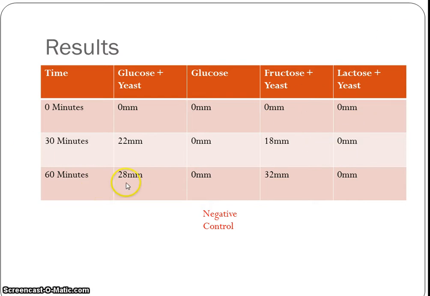After 60 minutes, 28 millimeter air bubble on glucose and yeast. Again, as our negative control predicted, 0 millimeter air bubble for just glucose, no yeast. The fructose and yeast had a 32 millimeter air bubble, and lactose and yeast had a 0 millimeter air bubble.